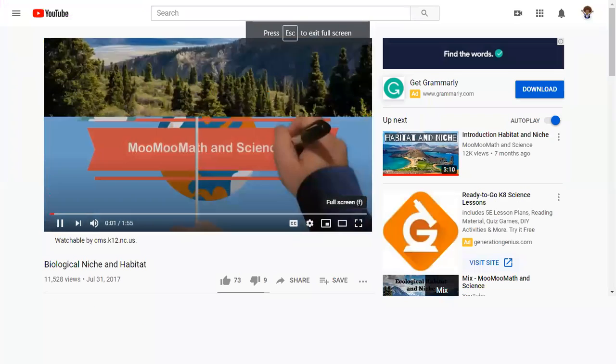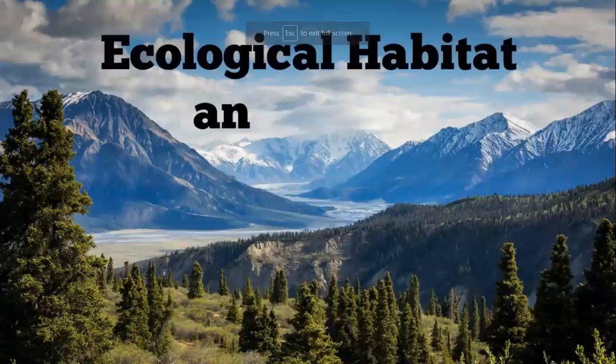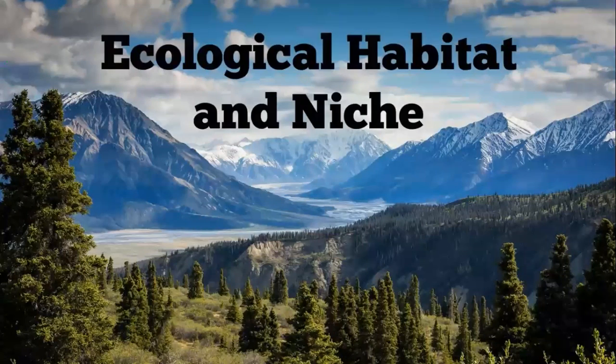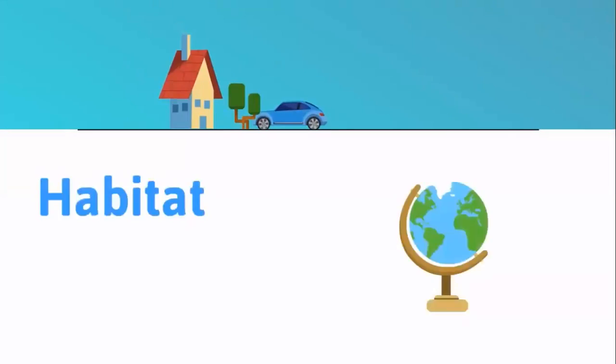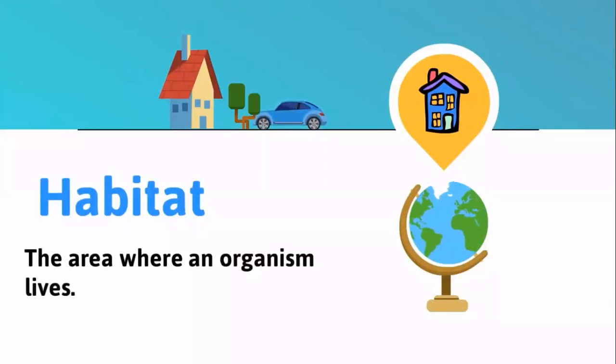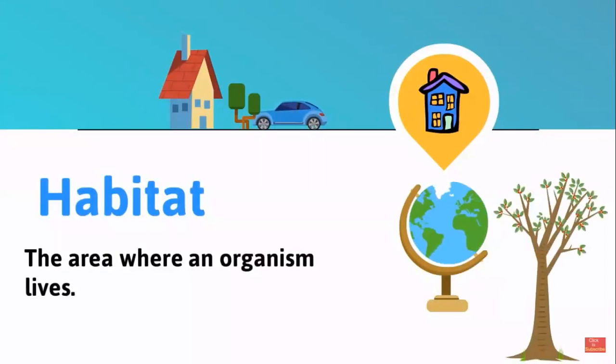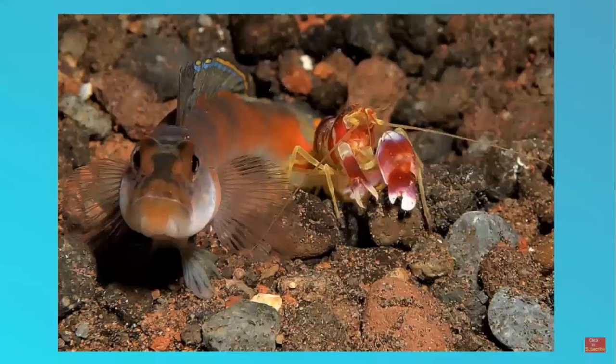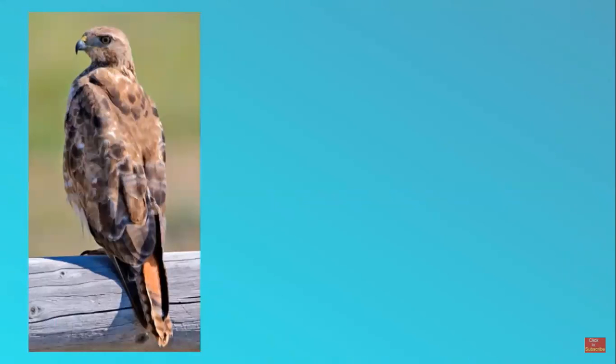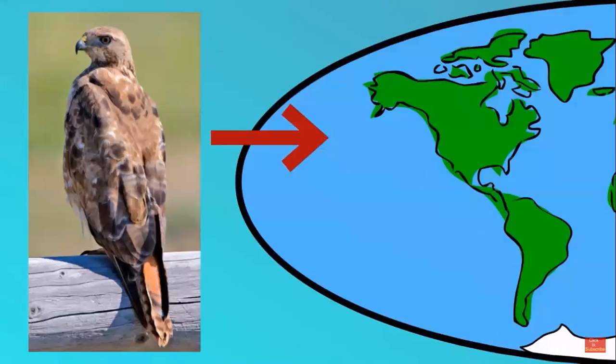In this video, I'd like to talk about the ecological habitat and niche. A habitat is an area where an organism lives. The habitat might be a single tree or a much larger area. For example, the pistol shrimp spends most of its life in a small burrow that it shares with its friend the goby fish. On the other hand, a hawk will have a much larger habitat because it can adapt to just about anywhere in its surrounding area.